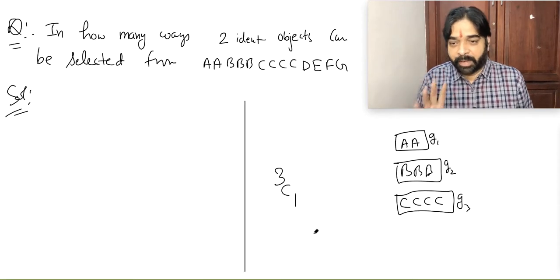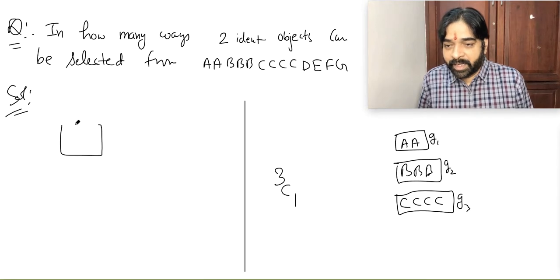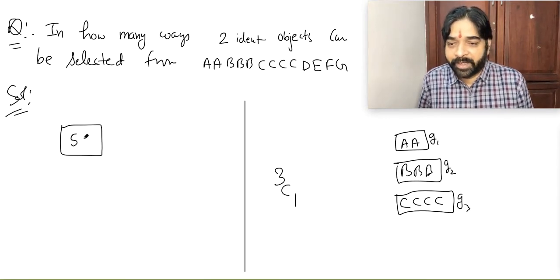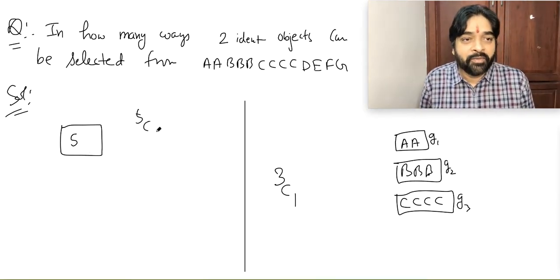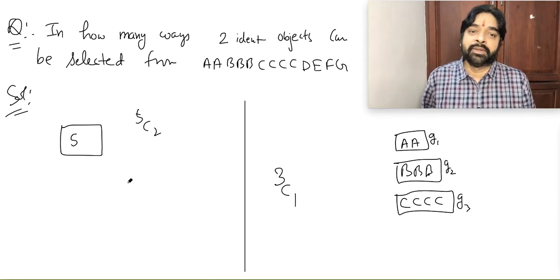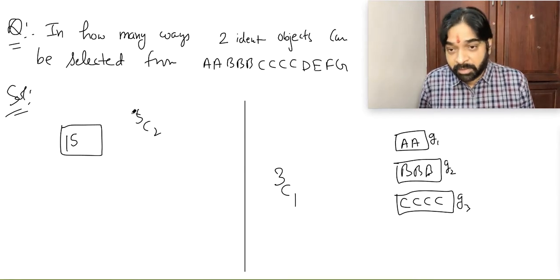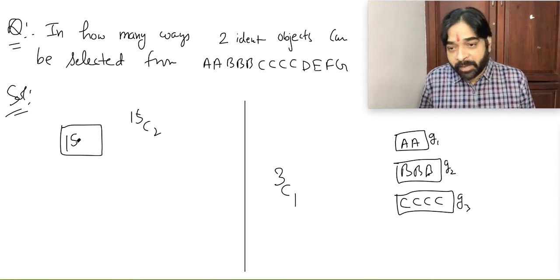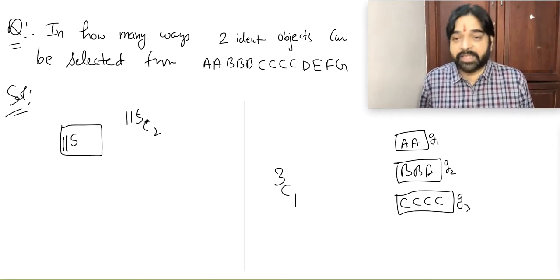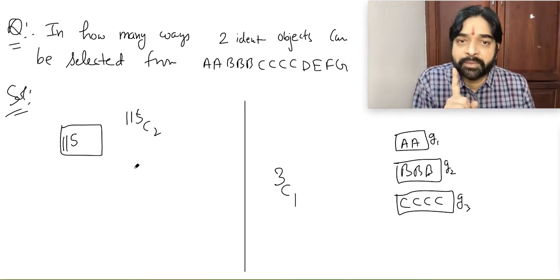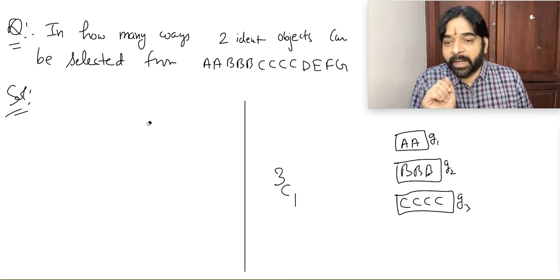Forget this point for the time being. Listen carefully. Suppose in a container, there are 5 different objects. In how many ways can you select 2 objects? 5C2. Yes or no? If I say 15 objects, how many ways can you select 2 objects? 15C2. If I say 115 objects, you will say 115C2. Yes or no? Now, let's repeat this experiment in a different way.